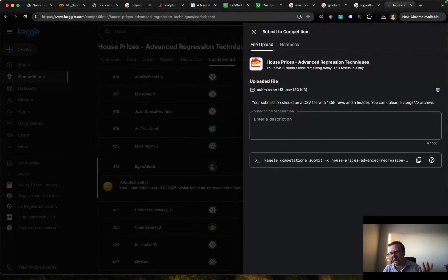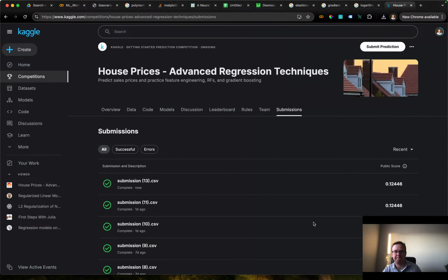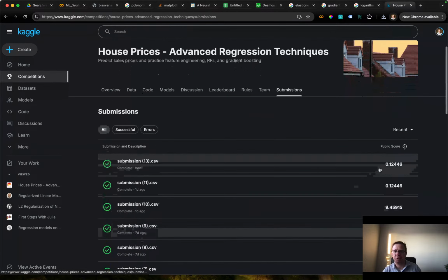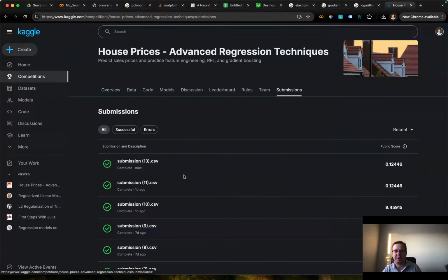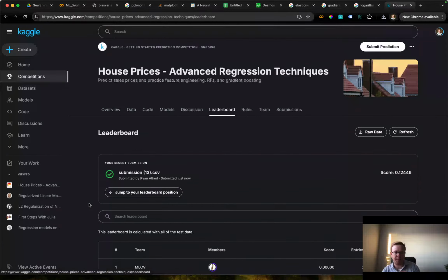Unless I've made some error. I could have run a code cell out of order or something like that. 12.446. So the same as we had before. Let's see where we fall on the leaderboard.